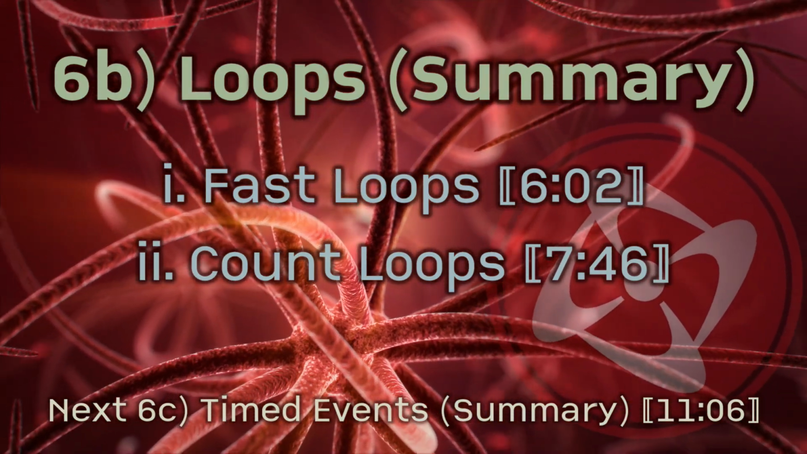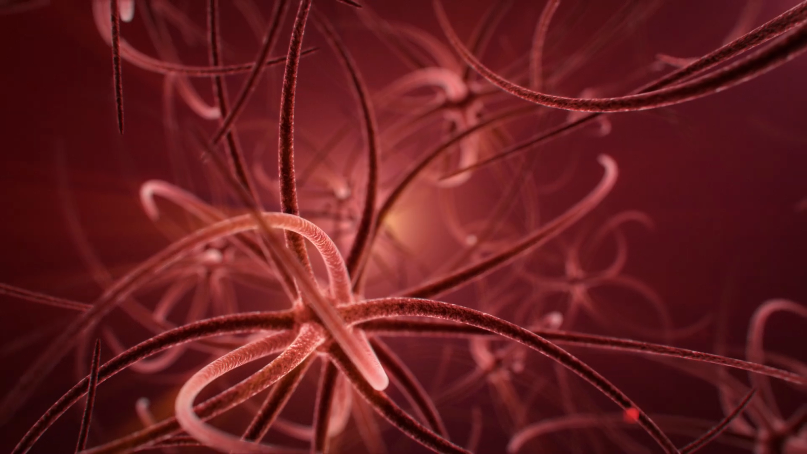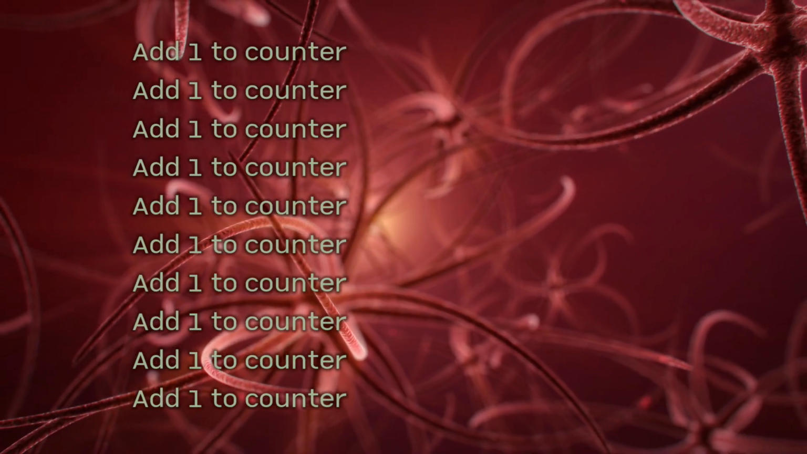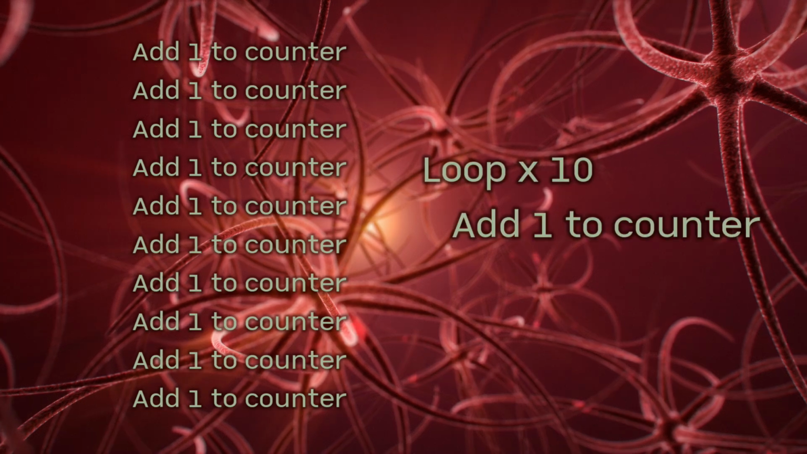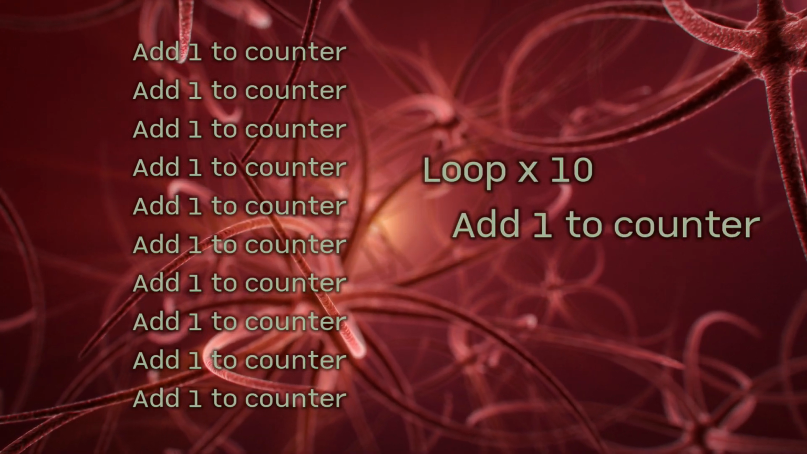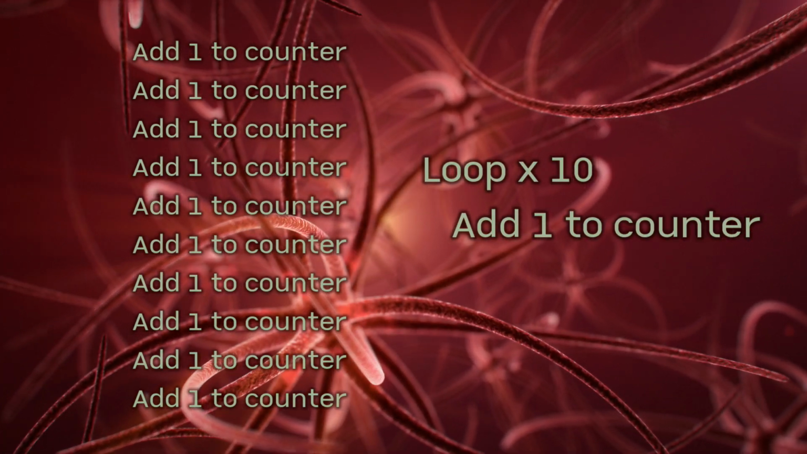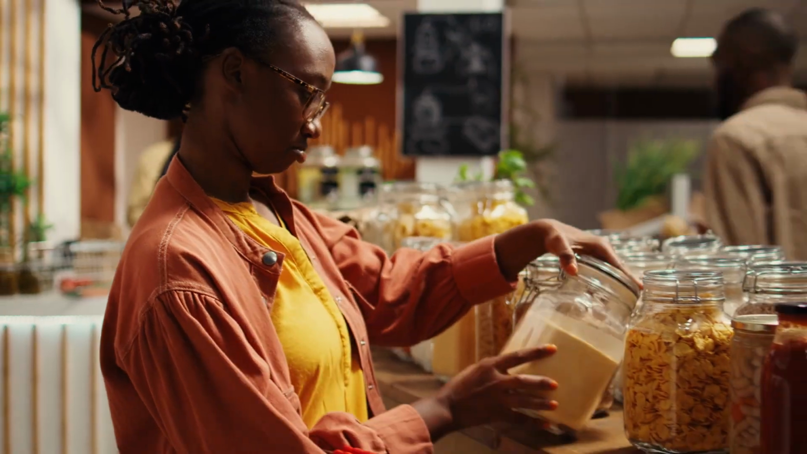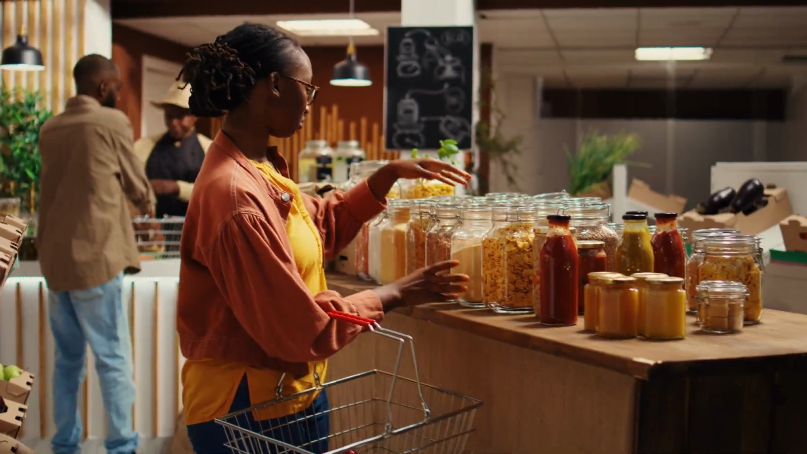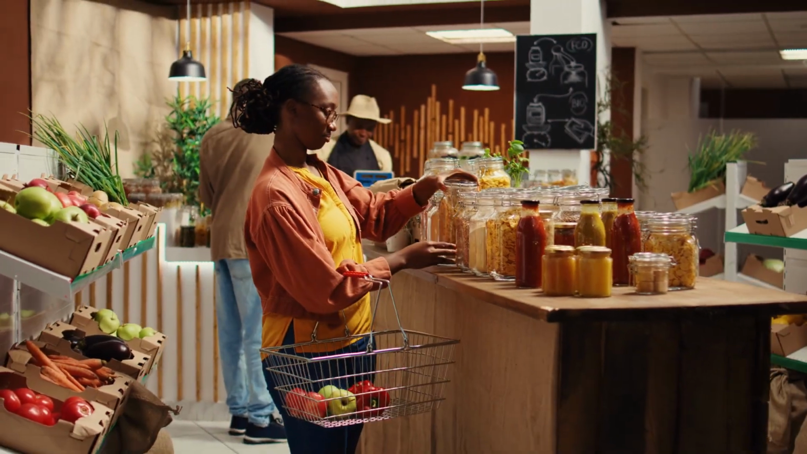Loops are used in all types of programming to make the code much simpler, to allow a really repetitive task to be done in just a couple of lines of code. We'll look at fast loops, code that will repeat a number of times, similar to a for loop, and a count loop, checking objects individually, similar to a for each loop. Firstly, fast loops.